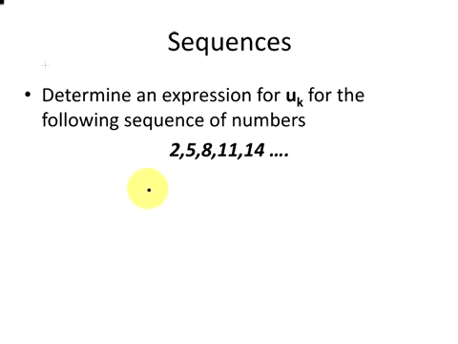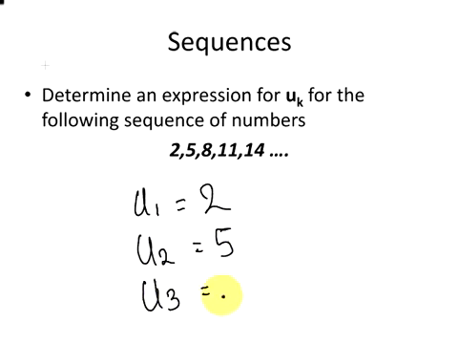So here, u1 equals 2, u2 equals 5, u3 equals 8. So what we want to do is find out u of k, so we can find out numbers like u of 1000, let's say, without having to count out all of the numbers. So that's the job we're going to set ourselves.